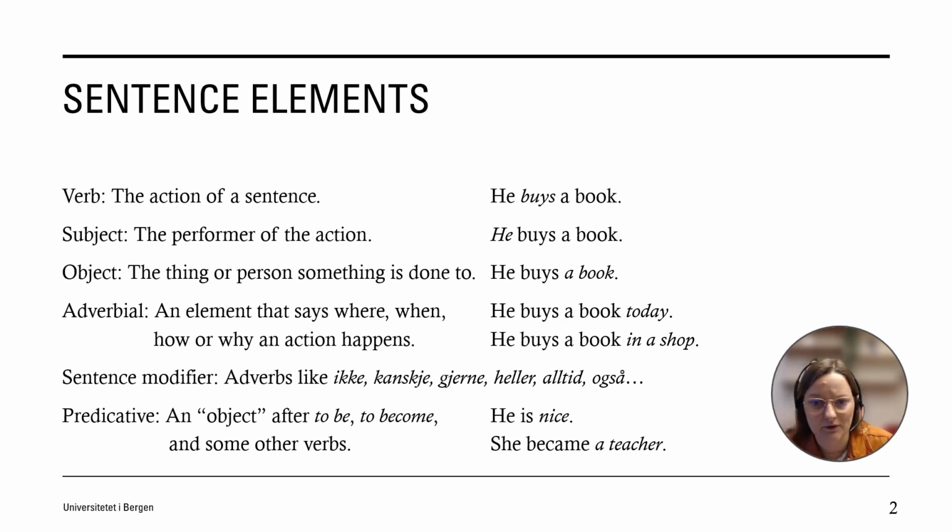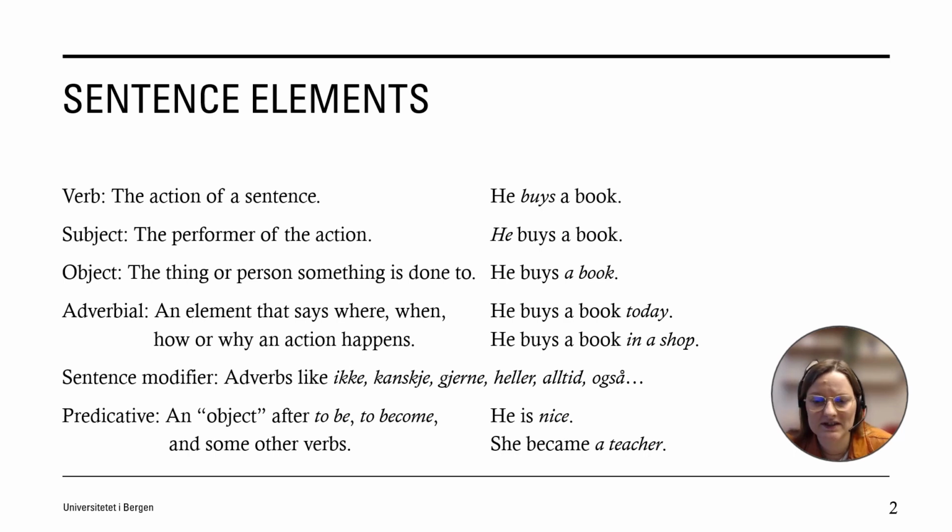Buys is the verb. The subject is the performer of the action. Who is buying? He buys a book. He is the subject. The object is the thing or person something is done to. So in the sentence, he buys a book. What is he buying? A book. A book is the object.